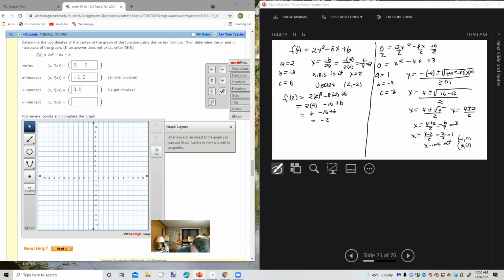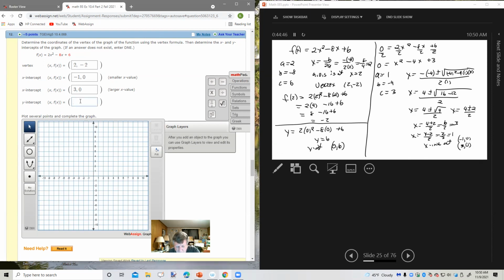Okay. Tell you what, down here, let's find the y-intercept. So we set x equal to 0 and we get 6. So the y-intercept is at 0, 6. Now, we've got our vertex, we've got 2 x-intercepts and a y-intercept.